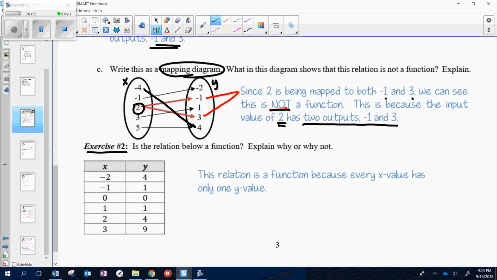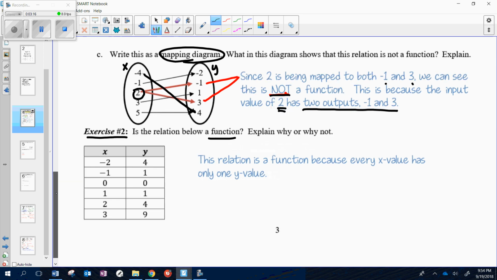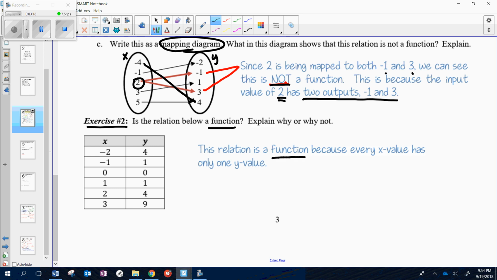Exercise 2. So this is a different function. It says explain why or why not this is a function. I said this relation is a function because each x value has only one y value. So if you look at these x values, they only appear once. There's no repeated x values. So clearly each one has only one y value. If I were to list, say, 3 again and put 8 over here, then 3 would have two y values and it would not be a function.